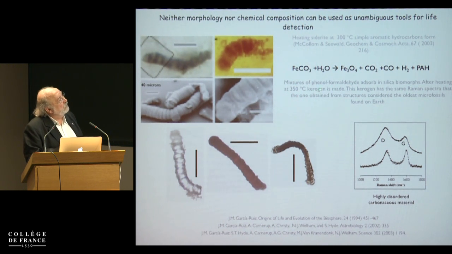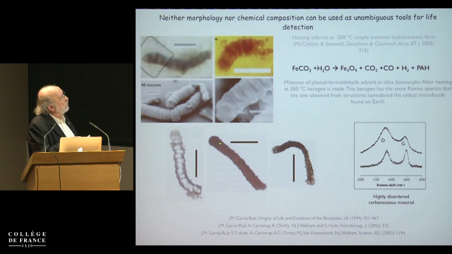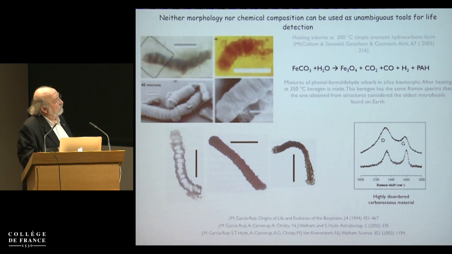So what we did is start with a mixture of phenol and formaldehyde, which is easy to explain in the early days of the planet due to serpentinization. Then we made the biomorph in the presence of these simple organic compounds, so they adsorb on the silica biomorph. Then we heat to 350 degrees, and we form kerogen from the material. So in some way they were self-coated with the organic compound, and then we made the Raman spectra of the biomorph coated with organic compound, and we demonstrated that the Raman spectra is the same as the Raman spectra observed for the putative microfossils found in Archean rocks.